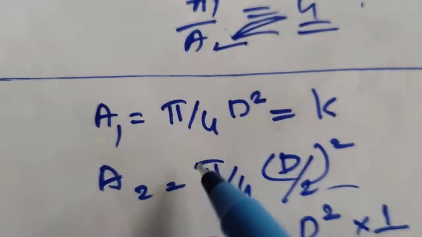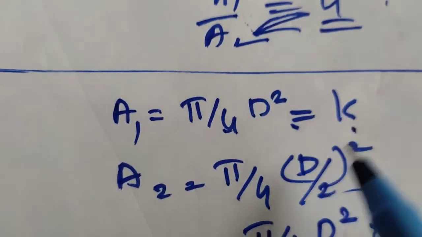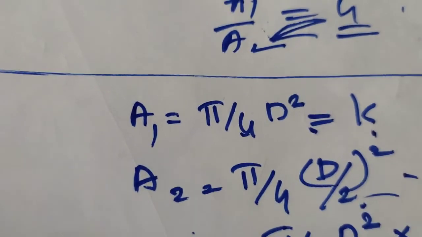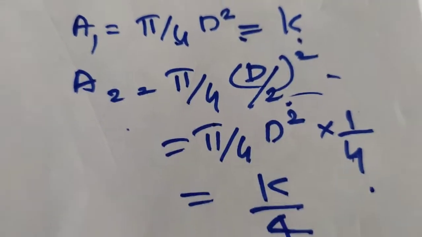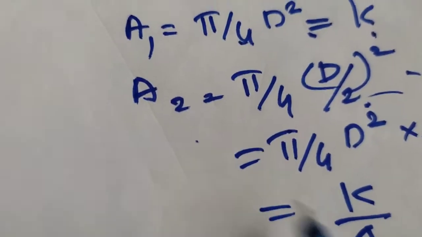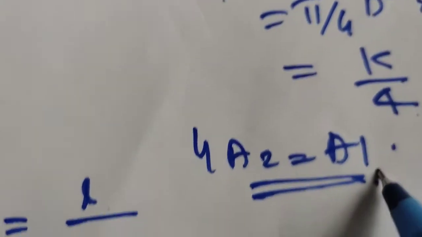Like this also: A1 is pi by 4 D squared, which is equal to K. Now A2 is pi by 4 D by 2 squared, that is D squared into 1 by 4, that is K by 4. That means 4 times A2 is equal to A1.